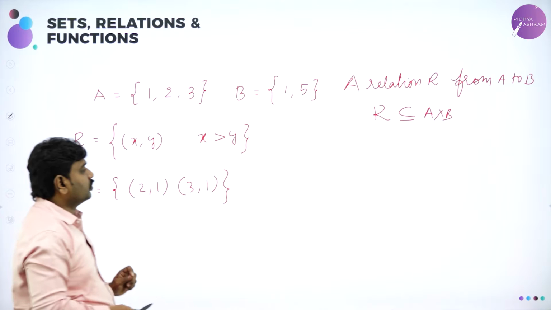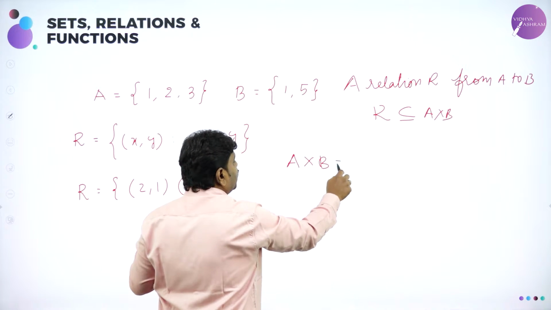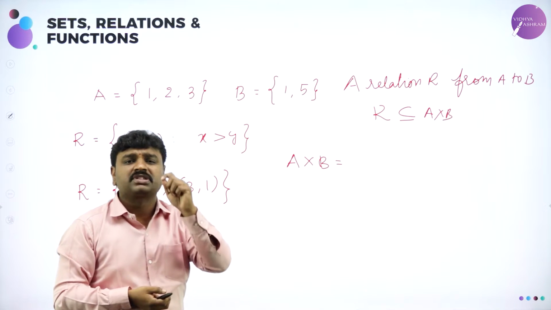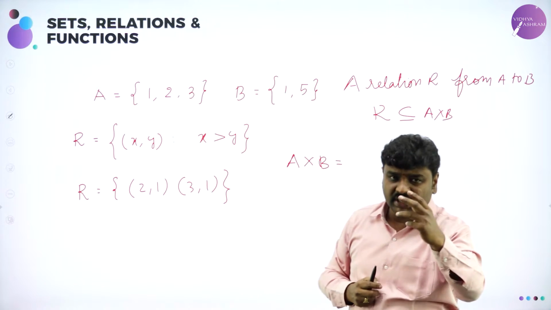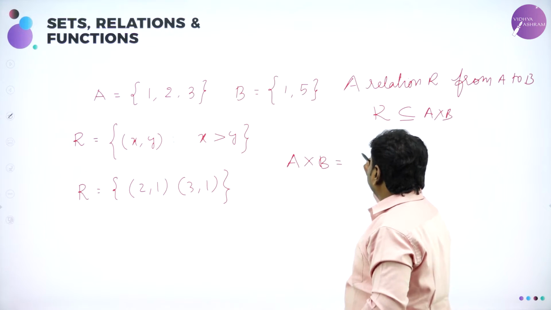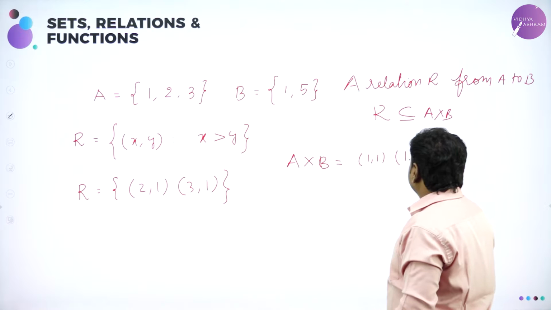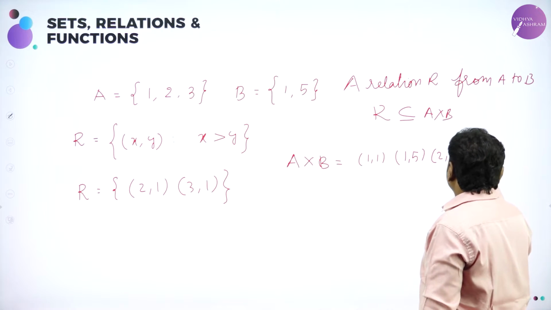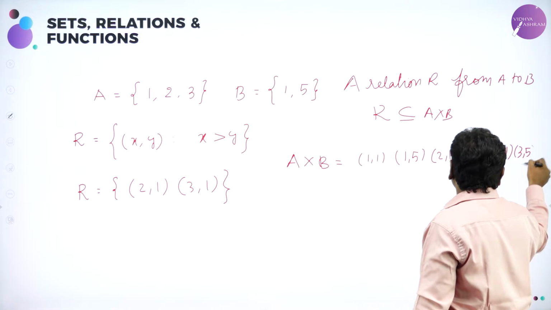Now my question to you, can't you write A cross B? Without writing A cross B, I wrote the relation. What is A cross B? In my last session, I taught you A cross B means Cartesian product. Cartesian product means you take the first element from the first set and the second element from the second set. So A cross B is the ordered pair 1 1, then 1 5, then 2 1 and 2 5, then 3 1, 3 5. This constitutes A cross B.